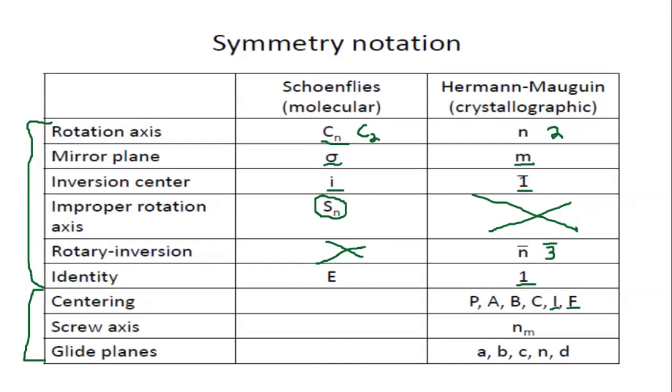Then we have screw axes, which is a rotation followed by a translation. So it's going to be, for example, 2 sub 1 is a twofold rotation followed by a 1/2 translation. And then we have glide planes as well. So A glide perpendicular to B.